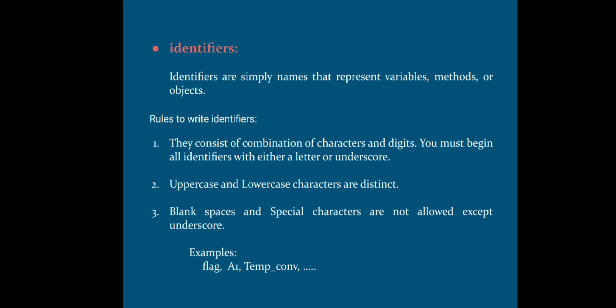Here I've given a few examples. The first example is flag. It follows all the 3 rules. Then the second one is A1. Here the first letter is an alphabet, so that also satisfies all the 3 rules. Second letter onwards, you can have either numbers or alphabets. Then the third example is temperature_conversion, in which I have given an underscore. So underscore is allowed. Other special characters are not allowed while giving the identifiers.